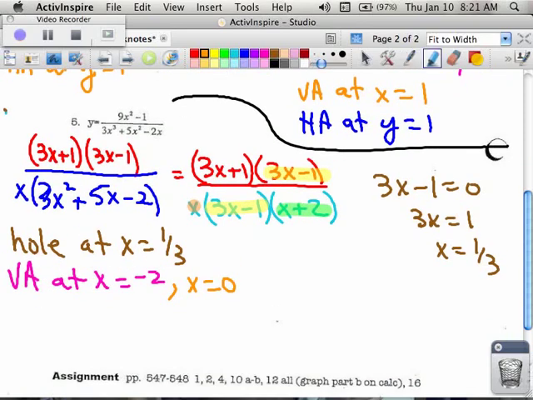And then the last thing that I'm supposed to be looking for is what's going on with the horizontal asymptote. Power on the top is 9x squared. Highest power on the bottom is 3x cubed. When the top power is smaller than the bottom power, that means I have a horizontal asymptote of 0. So at y equals 0 is my horizontal asymptote.